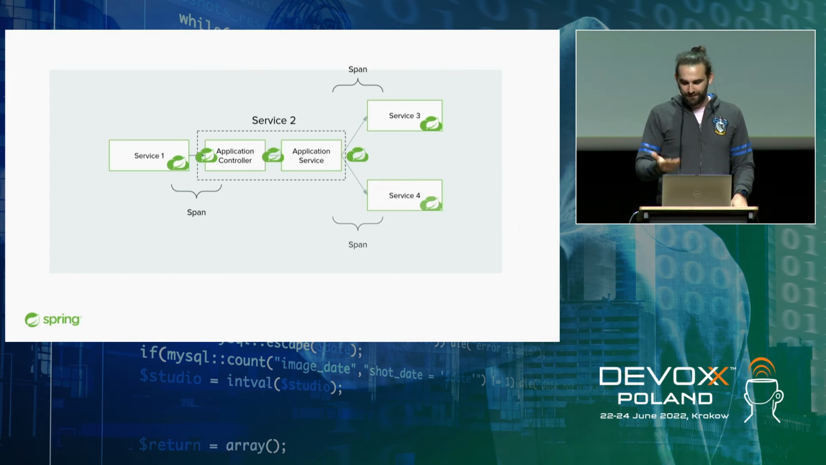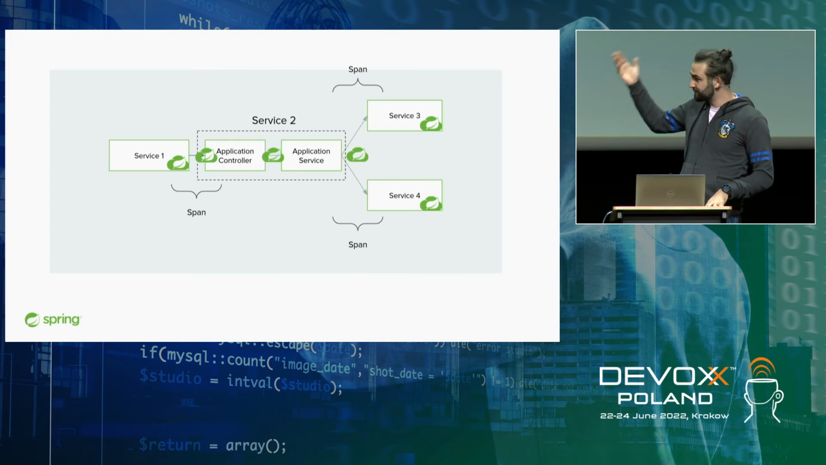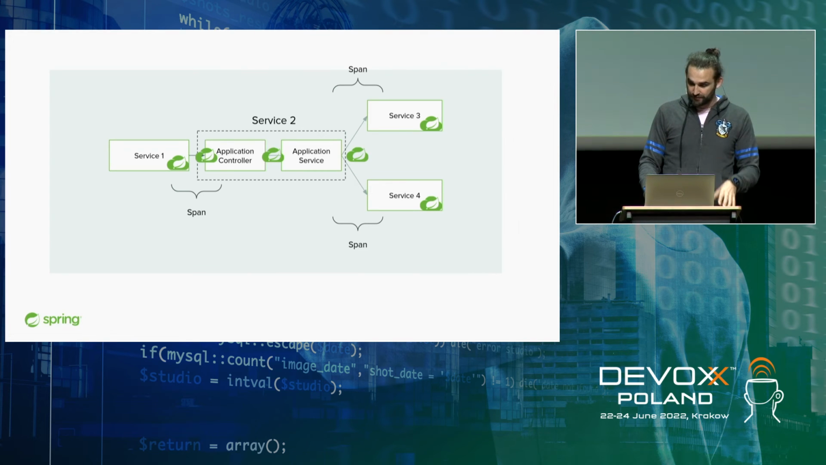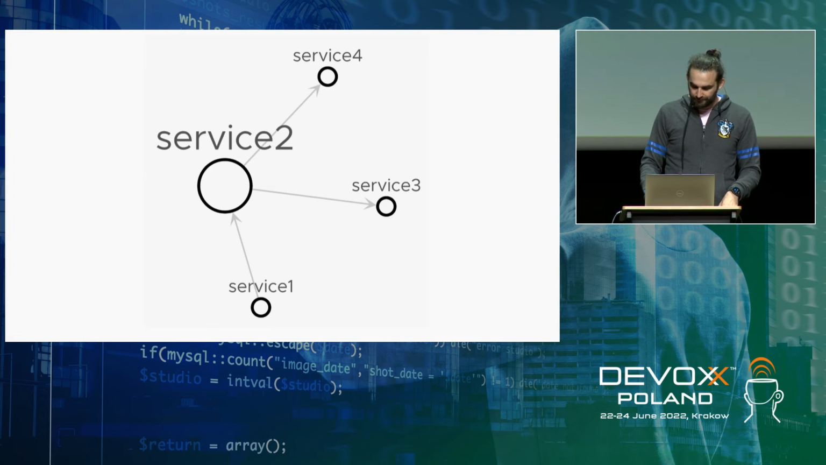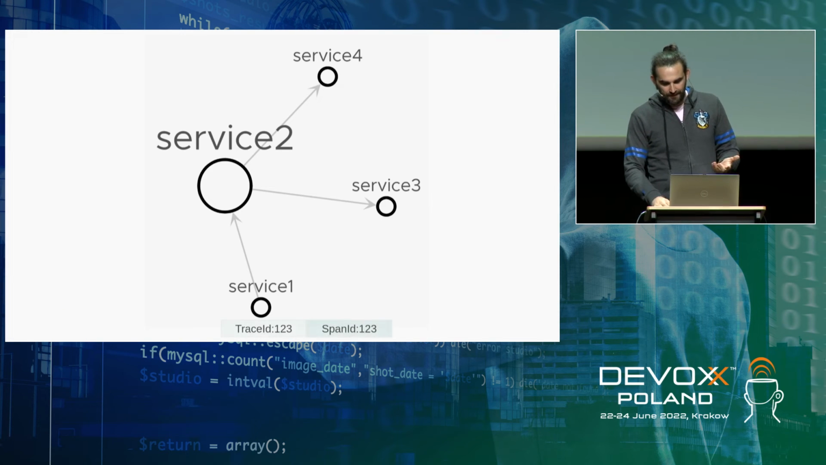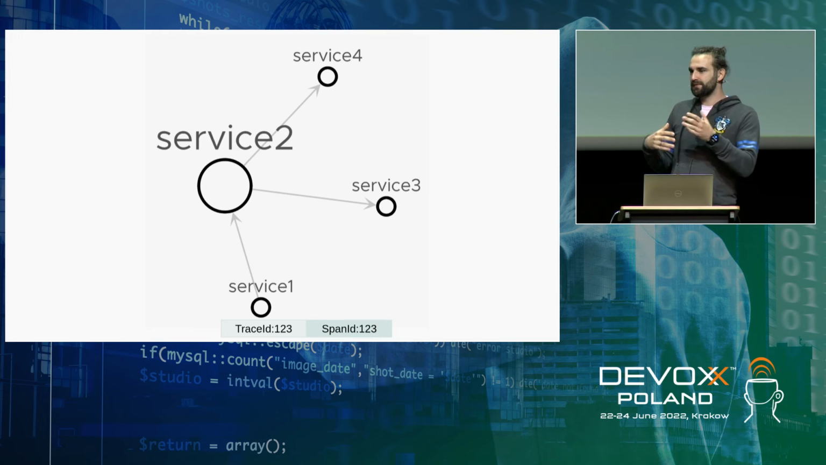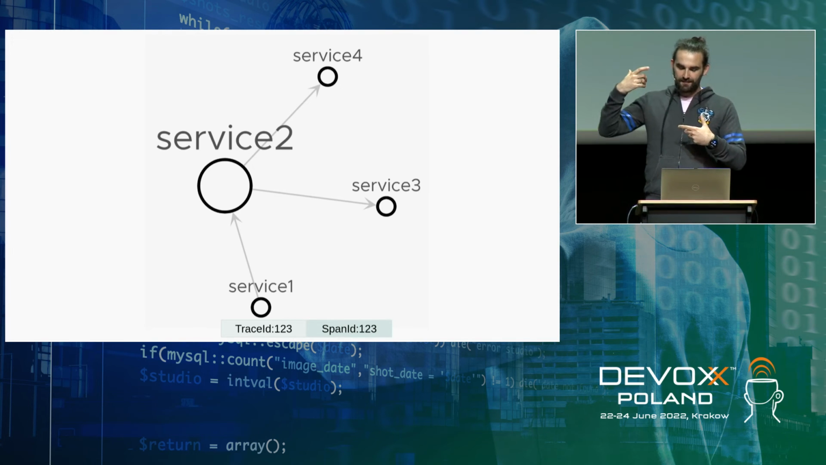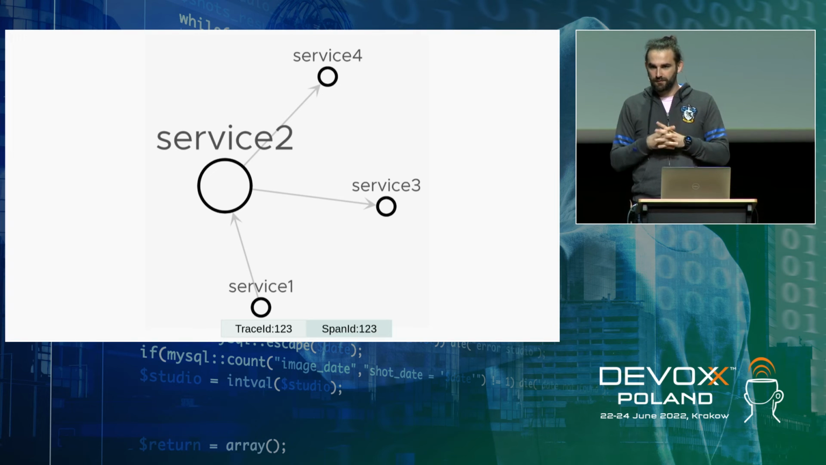And then you have, let's say, the same thing, so spans when calling from service 2 to service 3 and from service 2 to service 4. So why are we doing this? Because that way we can build the parent-child relationship. So the trace ID was 1 2 3, and we knew that from the log correlation part.